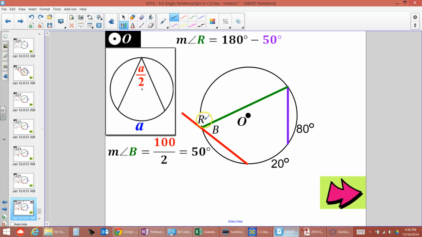Okay, so this is the inscribed angle here. It's covering the 20 and the 80, giving you what you need. And angle R is the straight line opposite of that. So B and R make a straight line. So we have 180 minus 50 gives me angle R being 130 degrees.